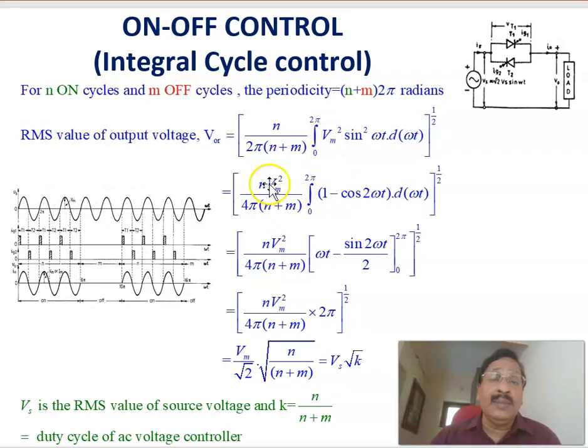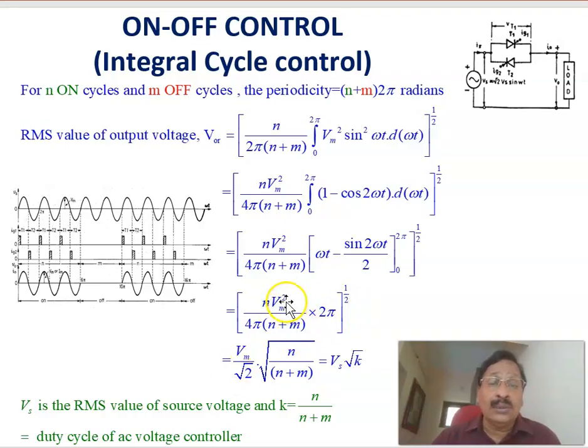Now, sin square omega t I can write as 1 minus cos 2 omega t divided by 2. So it is equal to n Vm square divided by 4 pi into n plus m, integral 0 to 2 pi of 1 minus cos 2 omega t d omega t, under square root. If you integrate this, it is equal to omega t minus sin 2 omega t divided by 2, with limits 0 to 2 pi. Substituting this limit, we get n Vm square divided by 4 pi into n plus m, into 2 pi, under square root.